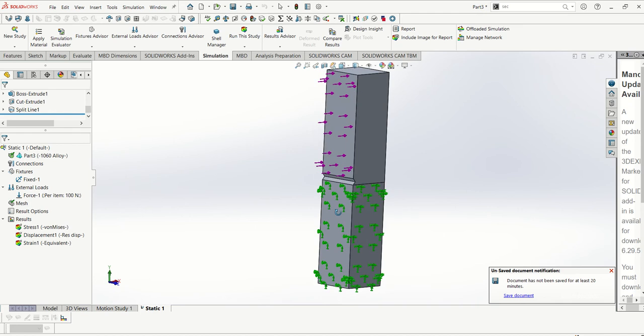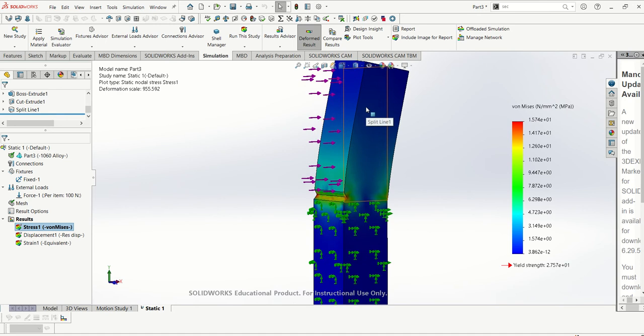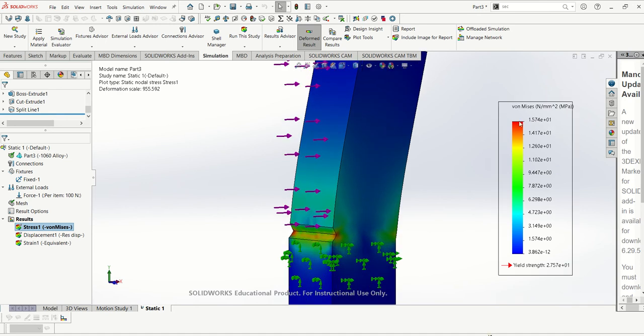And as you can see from the arrows, that is what is happening. So that is the simulation of what has happened. If you look at the graph here on the right, as the stress goes up, it goes from blue to light blue to green to yellow to red.